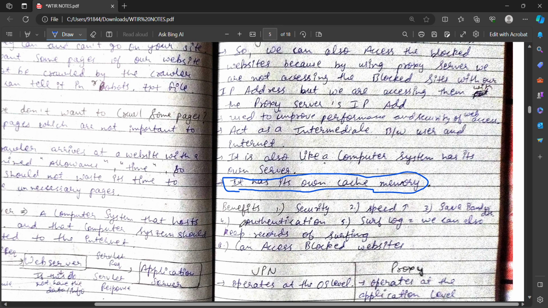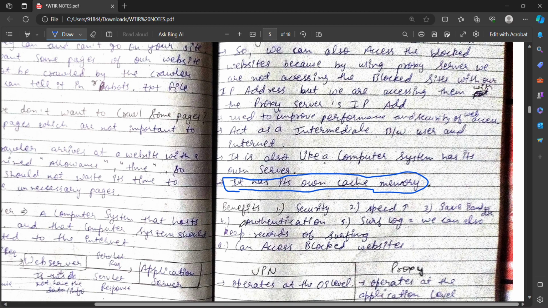So basically proxy servers have their own cache memory where they keep the records of surfing. Like if you are using the proxy server, the proxy server provides you an IP address. Now you are using that IP address and surfing on the internet, so the proxy server will also have a record of your surfing, and they store it in their cache memory, because every proxy server has its own cache memory. But when we talk about VPN, there is no concept of cache memory.